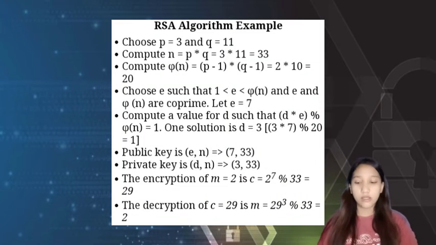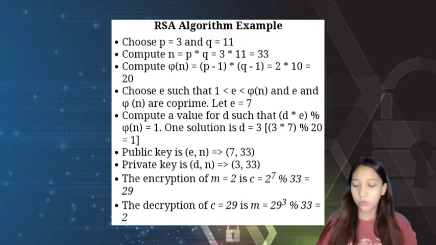As you can see, this is the RSA algorithm example. You only need to choose P and Q, compute N and Z, choose E such that 1 < E < Z, and compute a value for D. Then you have the public key, the private key, the encryption of M, and the decryption of C.